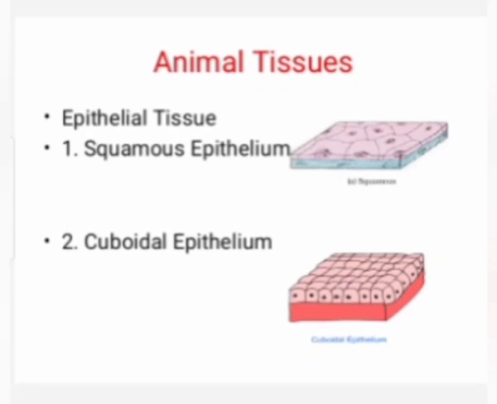The covering or protective tissue in the animal body is epithelial tissue. The skin, the lining of the mouth, the lining of blood vessels, lung alveoli, and kidney tubules are all made of epithelial tissues. Epithelial tissue with flat plate-like cells is called squamous epithelium. You can see squamous epithelium in the diagram.